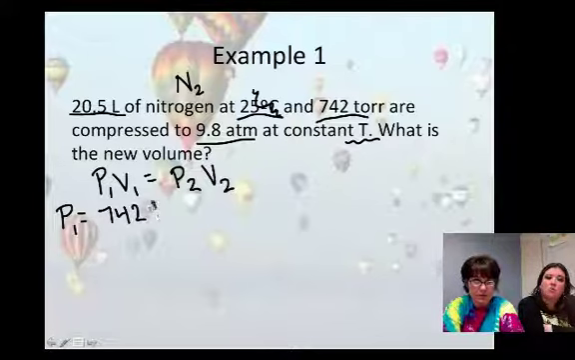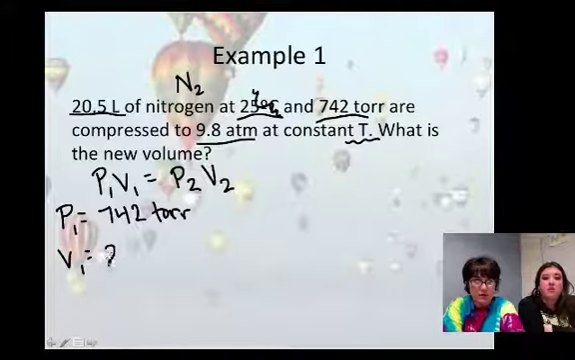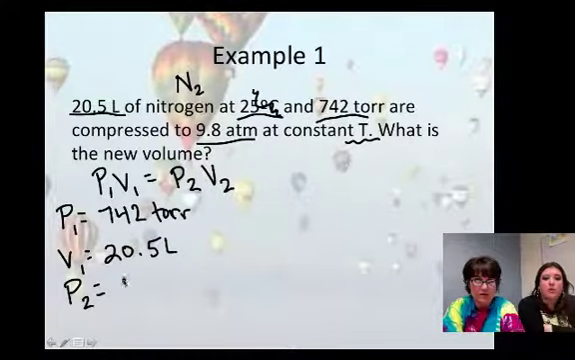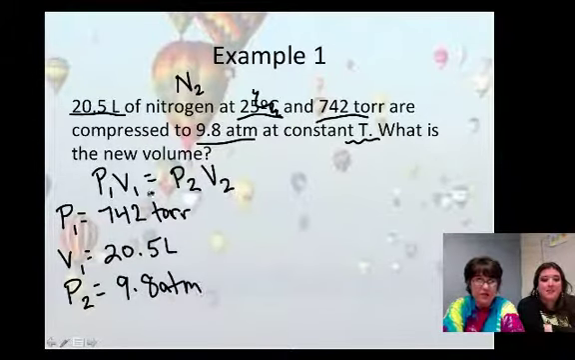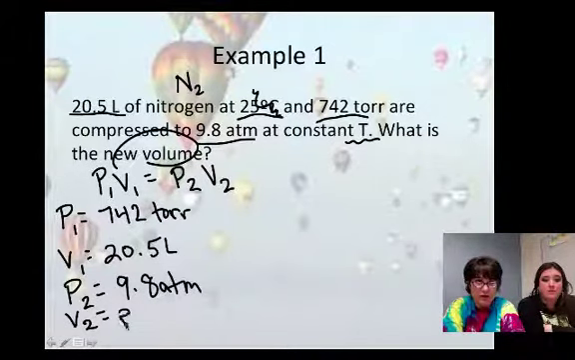742 torr. Okay. And then my V1, 20.5 liters. And then P2 is given? That's 9.8 atmospheres. Oh, darn, so that's not very handy. And then the new volume is my target, V2. We'll put a question mark.